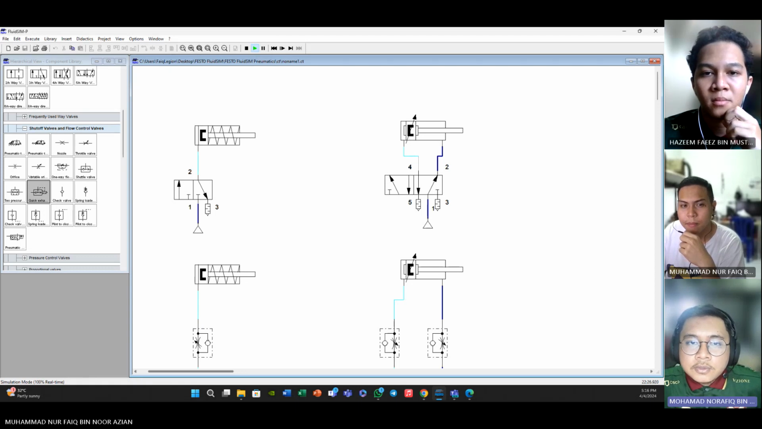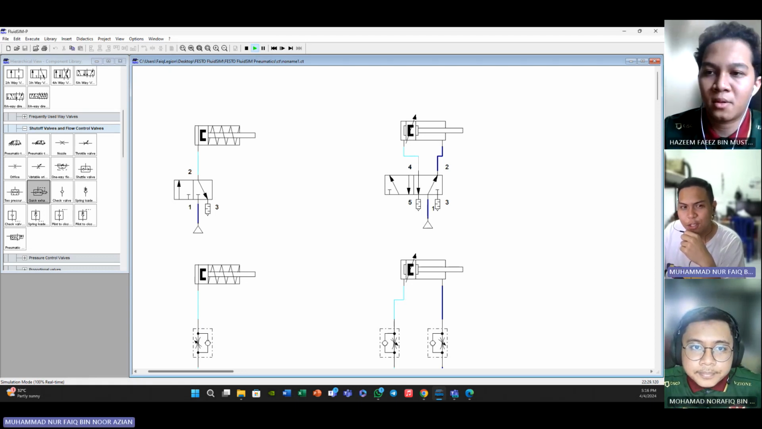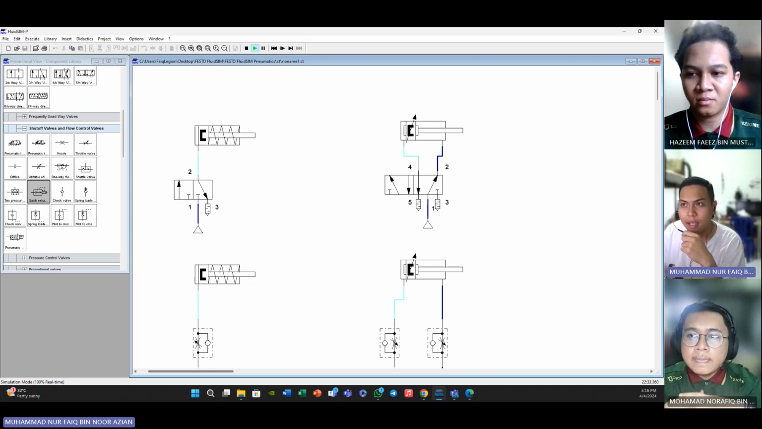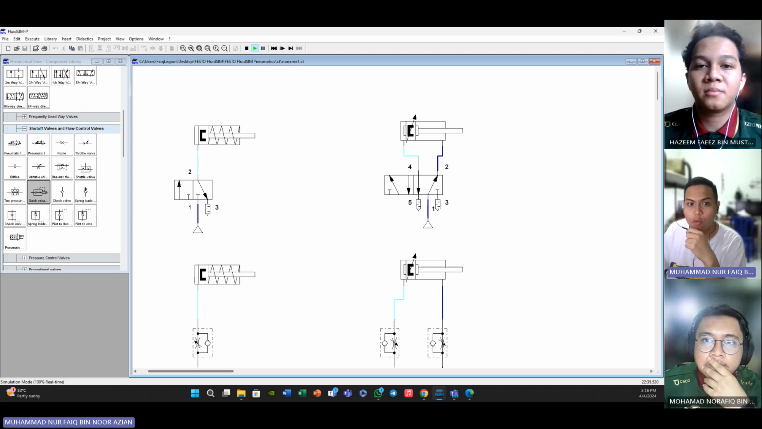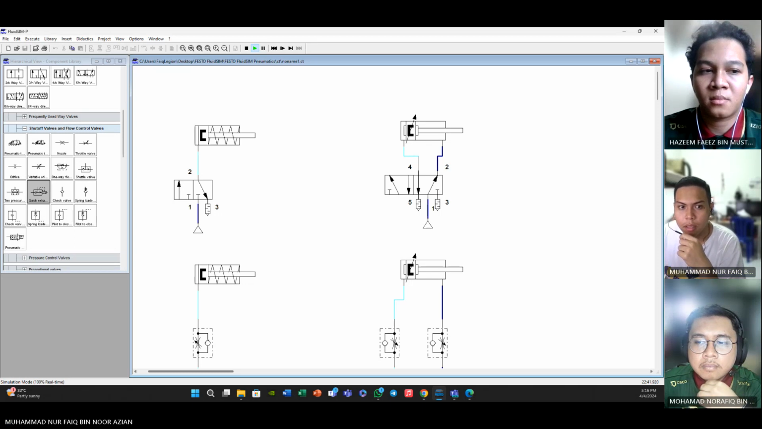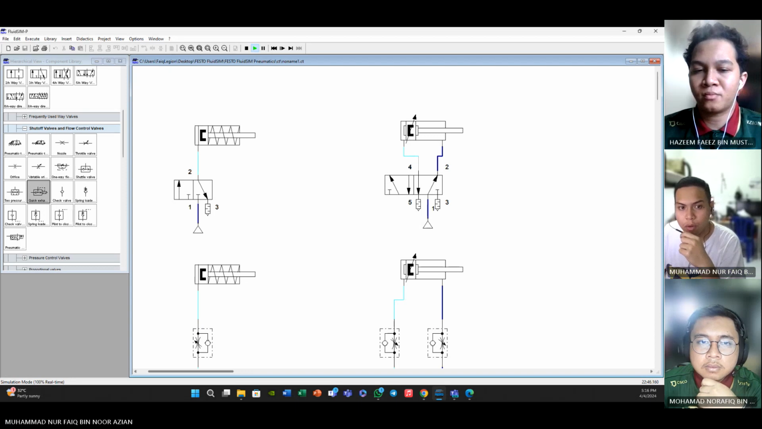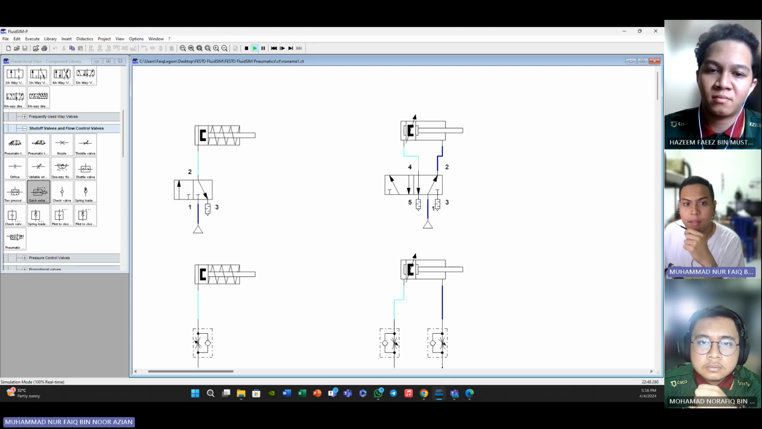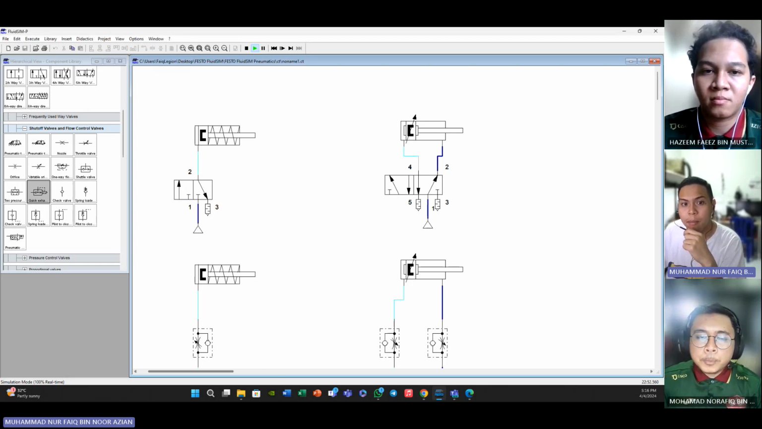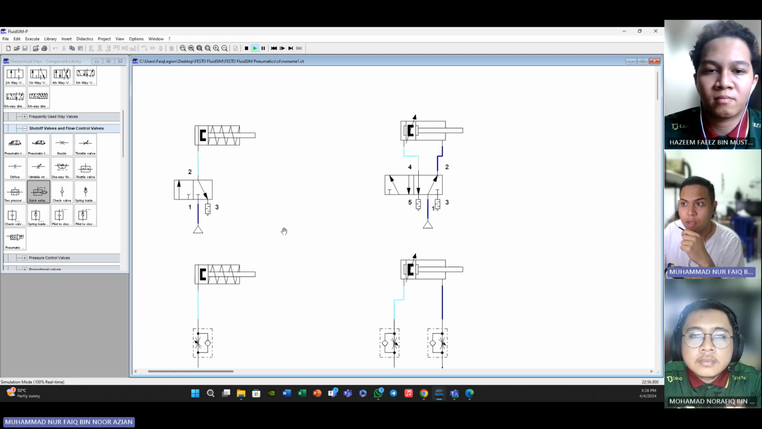Would you mind explaining that to us, Faiq? Sure, sure. Right. So in our simulation we use two directional control valves, also known as DCV. The first DCV we use is the 3/2 way. So this type of valve has three ports and two positions. The three ports are typically labeled as pressure inlet, output or working port, and exhaust.